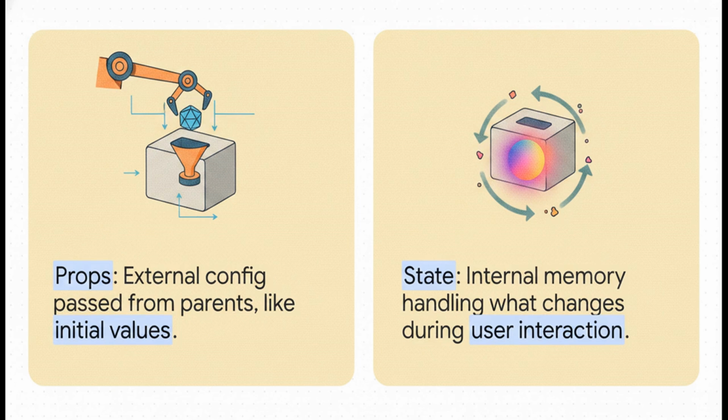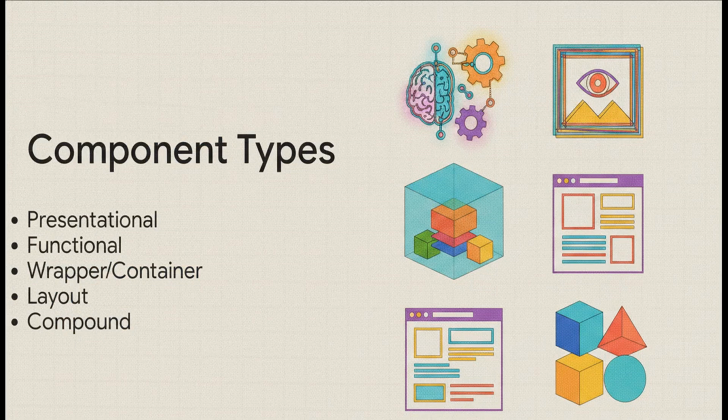Props are your external configurations. Think of them as arguments passed down from a parent component, like telling a button what its label should say. State, on the other hand, is the component's internal memory. It's what lets a component track changes over time during user interaction, like remembering how many times that specific button was clicked.